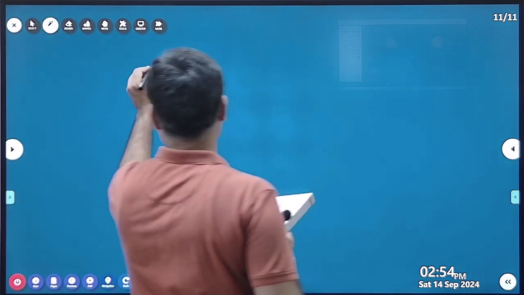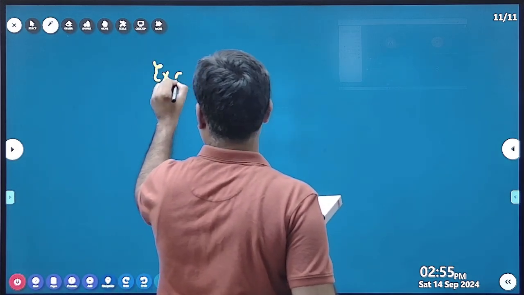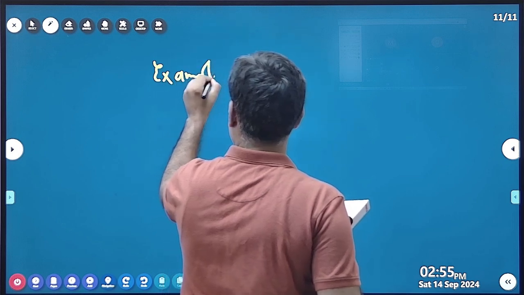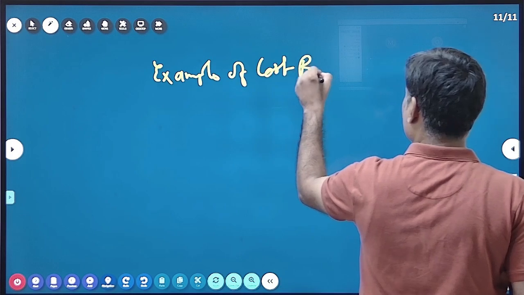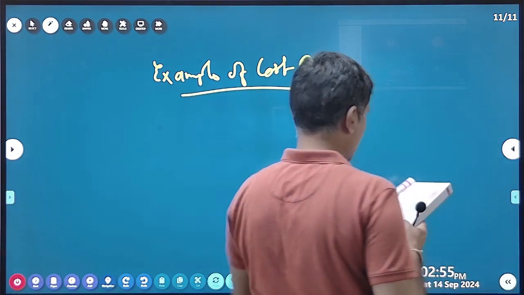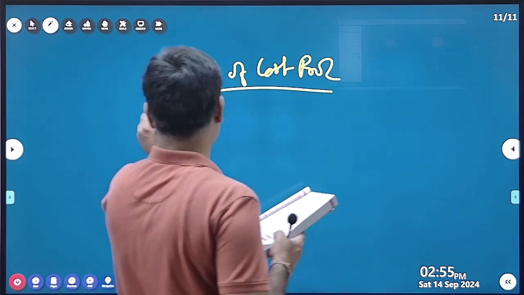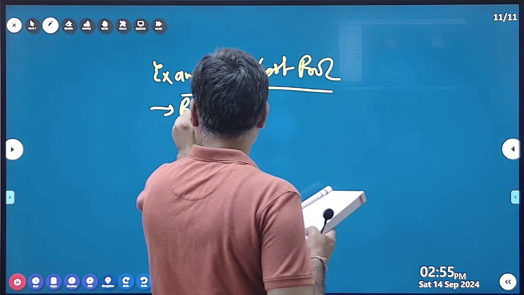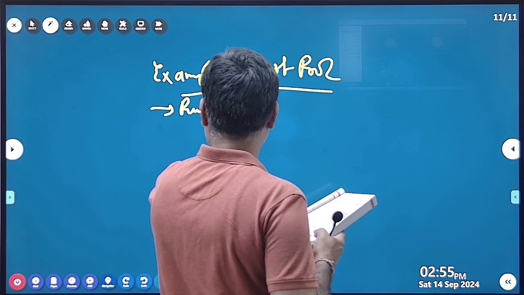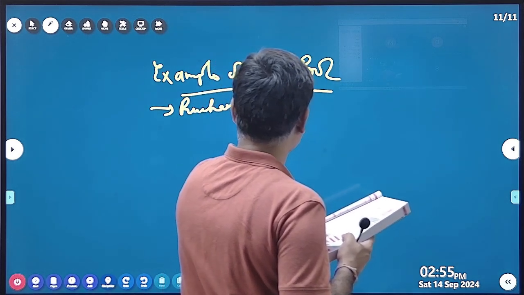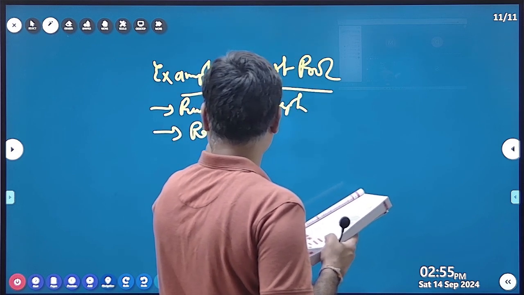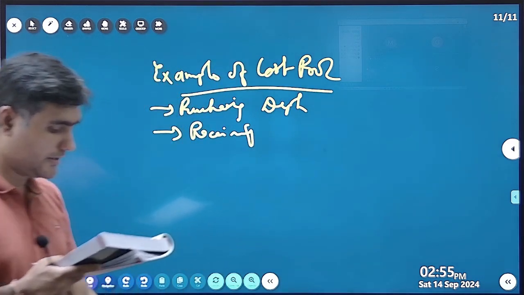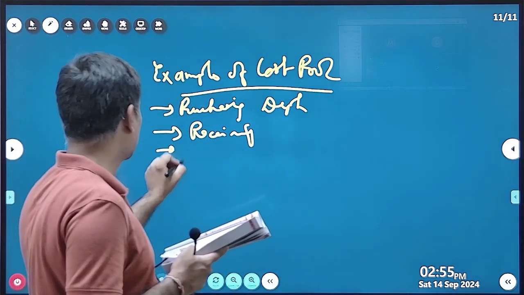They are giving examples of cost pool. The book is giving us examples of cost pools. What are examples of cost pool? Purchasing department, then receiving department, then material handling. What do material handling do?